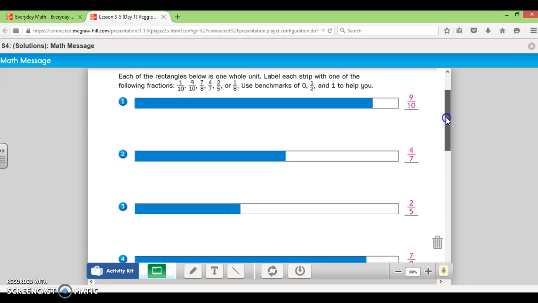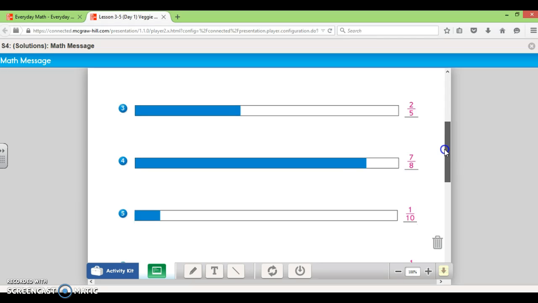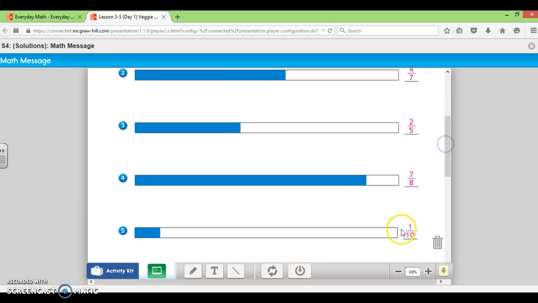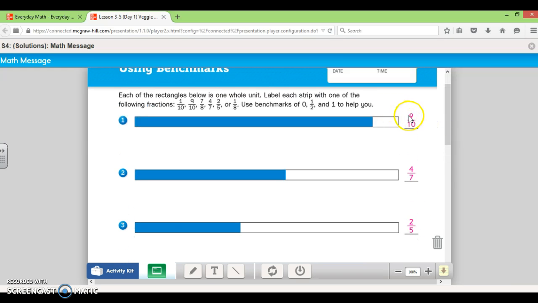Think about what you notice with the numerator and the denominator. For instance, look at the tenths. What do you notice when you have a 1 here versus a 9 here?